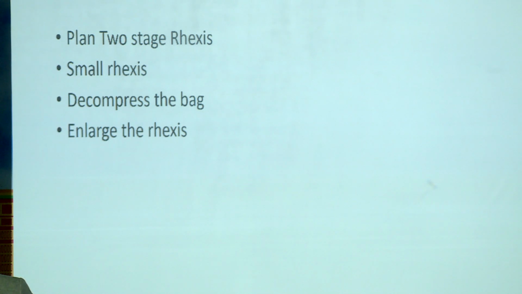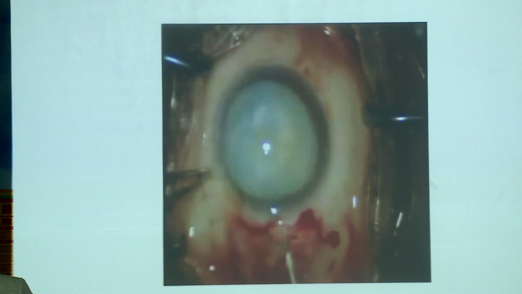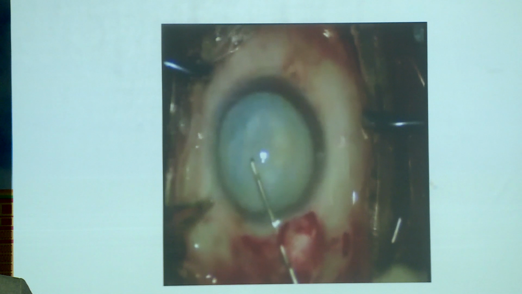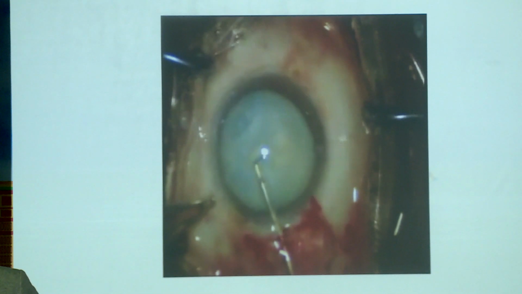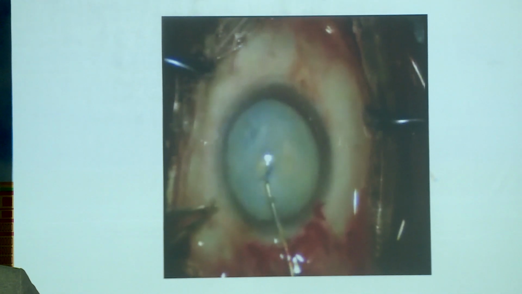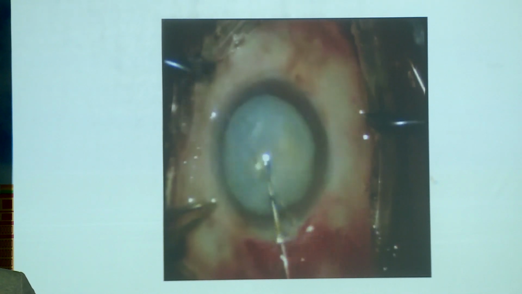Okay, so it runs off to the periphery, and the way to manage it and prevent it is by planning two-stage rexes. Initially small rexes, decompress the back, and then enlarge the rexes. The only issue is it'll take more time. Ma'am has already shown this. So initially small rexes, decompress.